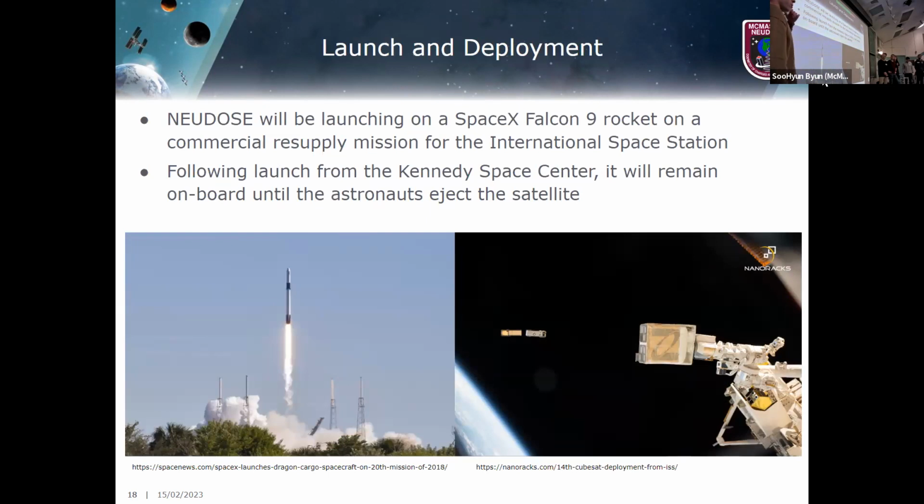So launch and deployment. NEUDOSE is going to be launching on one of the Falcon 9s. It's the SpaceX resupply to the International Space Station. So it's going to go down in Florida, which is happening hopefully March 11th, unless they move it on us. And once it's up there, we'll see that it actually gets shot out back with the ISS on one of their deployers. So this was the 14th resupply mission. This was back in 2018. We weren't a part of that, but it'll be very similar.